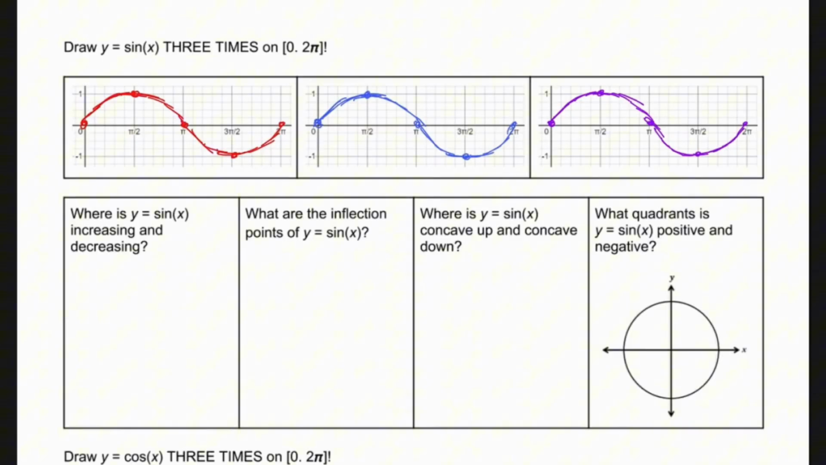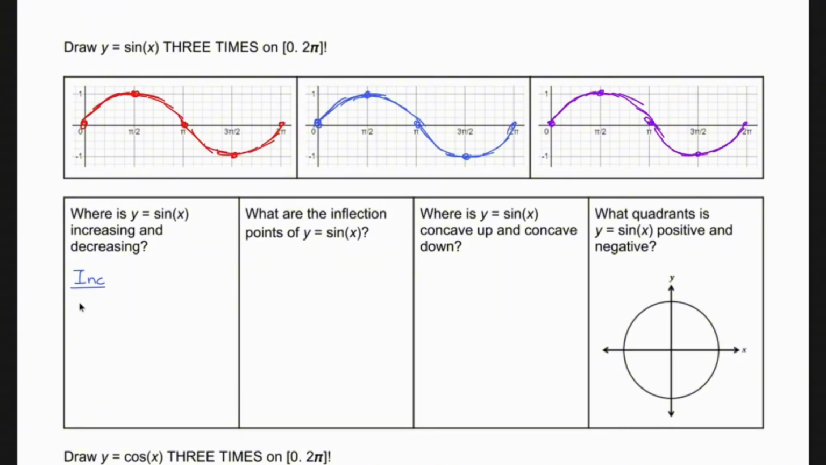Okay? Where is y equals sine x, these graphs right here, increasing and decreasing? Well, according to our pictures, and we're only answering these from 0 to 2 pi, no more than that. Where is y equals sine x increasing? Well, it looks like it's increasing, so we'll put increasing. It looks like it's increasing from 0 to pi over 2.